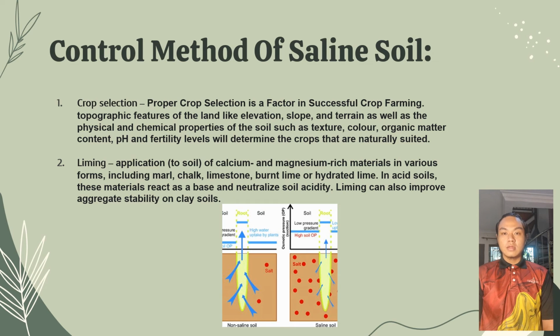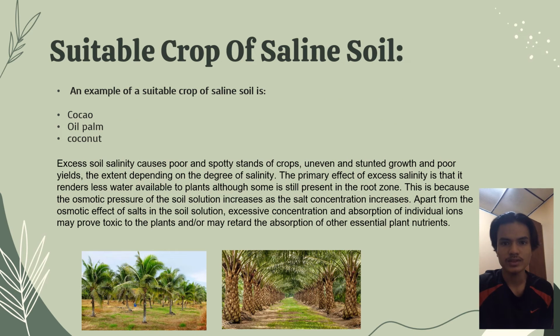Liming. Application to soil of calcium and magnesium rich material in various forms, including chalk, limestone, burnt lime or hydrated lime. In acid soil, this material reacts as a base and neutralizes soil acidity. Liming can also improve aggregate stability on clay soil. Examples of suitable crops for saline soil are cocoa, oil palm, and coconut.